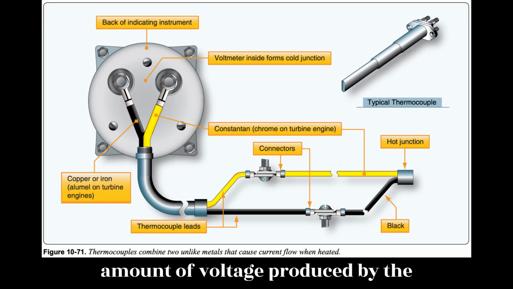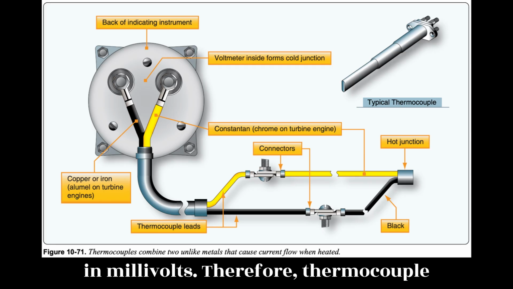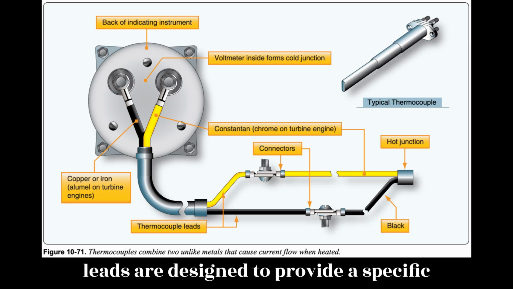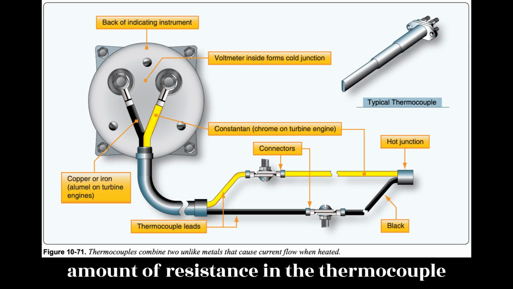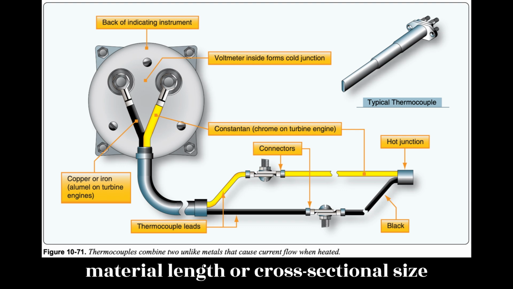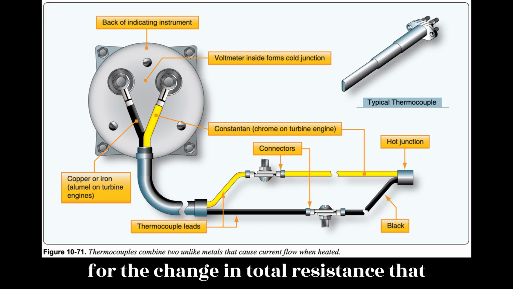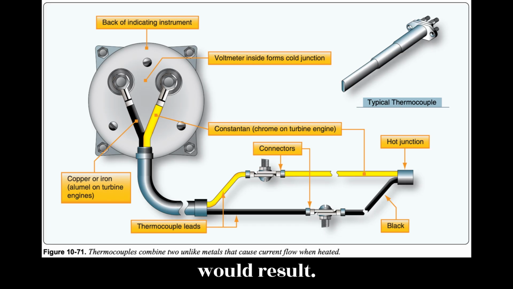The amount of voltage produced by the dissimilar metals when heated is measured in millivolts. Therefore, thermocouple leads are designed to provide a specific amount of resistance in the thermocouple circuit, usually very little. Their material, length, or cross-sectional size cannot be altered without compensation for the change in total resistance that would result.